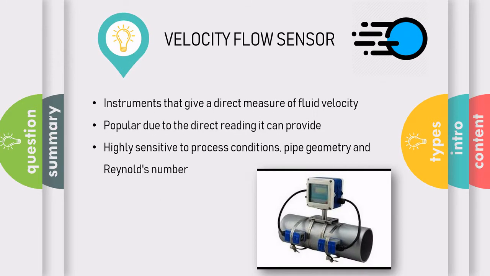Next is the velocity flow sensor, an instrument that can directly measure the fluid velocity. Because of this property, it is widely accepted and recognized. However, flow sensors like this are highly sensitive to process conditions, pipe geometry, and Reynolds number.